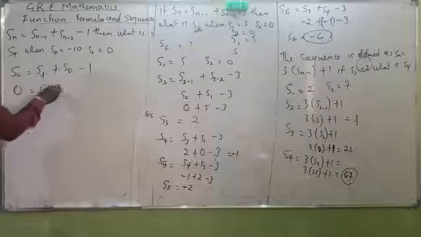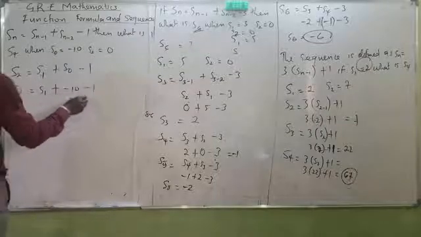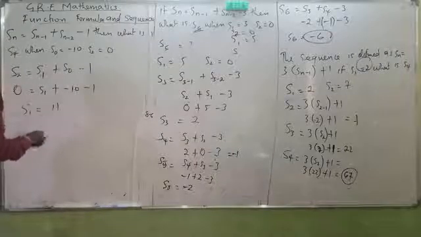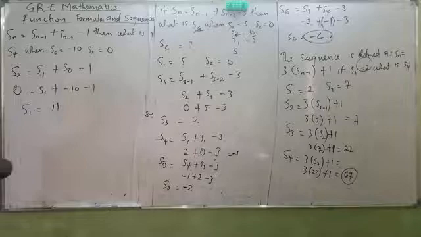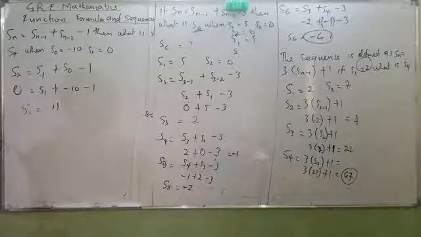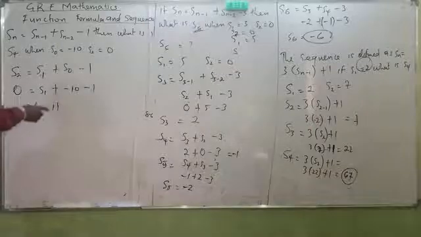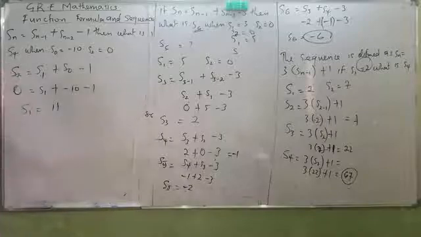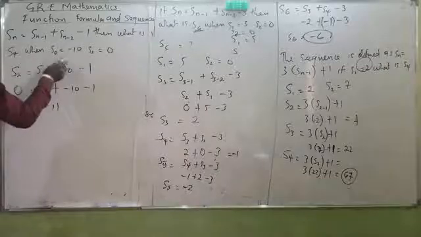Now, my S2 is 0, it means 0 equals my S1 plus S0, which is minus 10, minus 1. So I'll be having my S1 equals 11. Since I know that my S1 is 11, yes. Hope I'm not making a mistake. Now my S1 is equal to 11. Now what am I looking for? Well, I'm looking for S4.